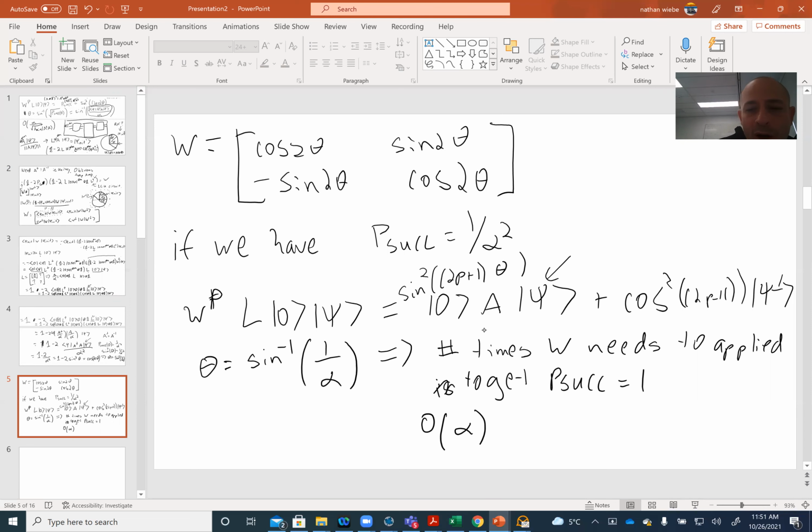Okay, so therefore we can do this in time order alpha. So if we want to apply A to the K on psi, because we don't need to reflect about the initial state, we can carry this process out K times. And so the cost, because we didn't need to do this chaining that I discussed previously, where we need to reflect about the initial state, we only need to reflect about the two spaces that the initial state is in and also the good state that we want. Then we can apply this unitary matrix to the kth power in time order K alpha. And this is not exponential anymore.